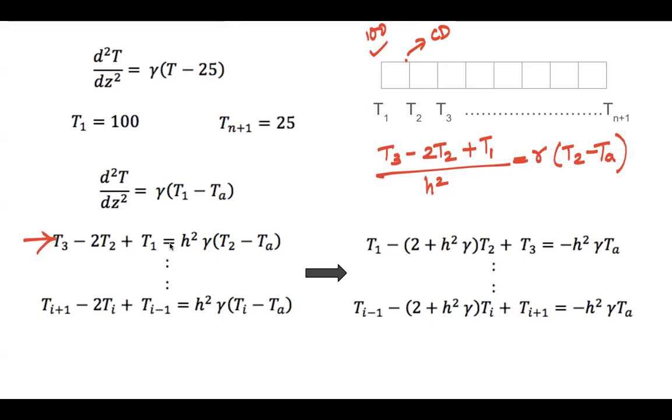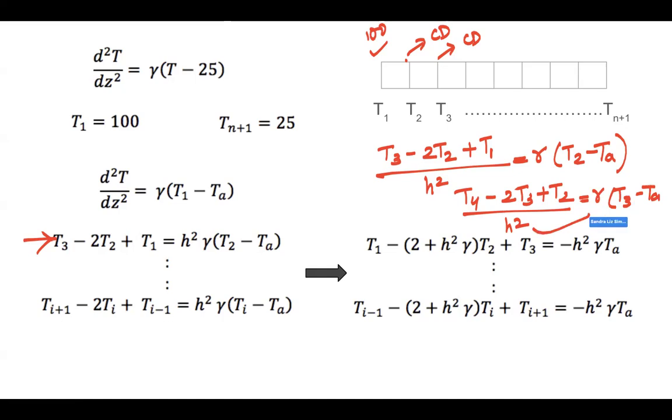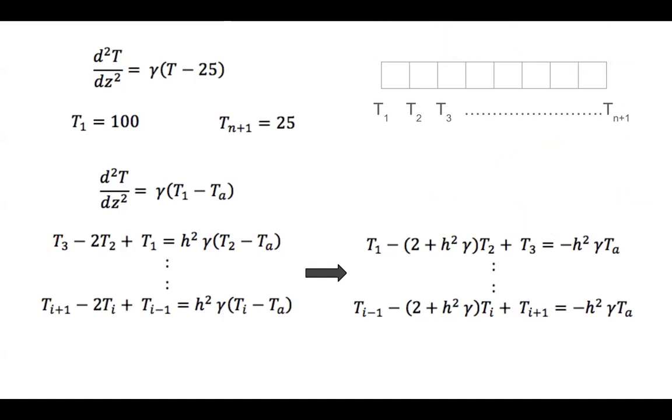Similarly, you can write the central difference formula here also. It will be T4 minus 2T3 plus T2, divided by h square, is equal to gamma T3 minus Ta. We can take the h square to the other side. Like this, you will have to write the central difference formula till Tn. Sorry, it is not Tn minus 1, it is still Tn. So you'll have to write the central difference formula from T2 to Tn.